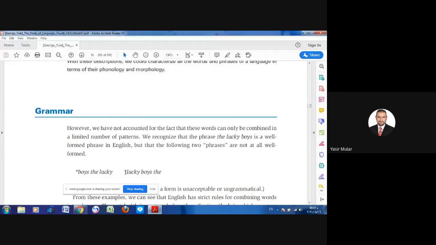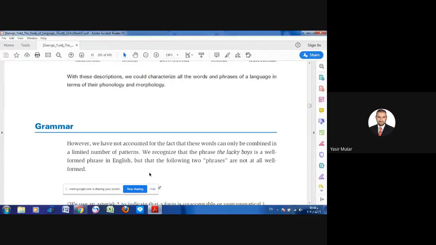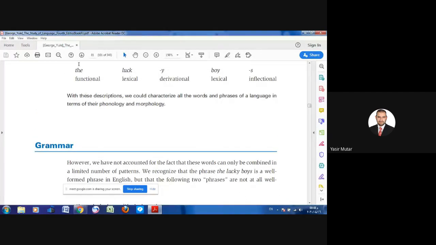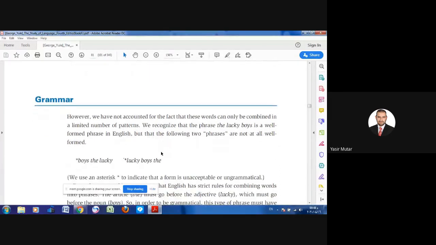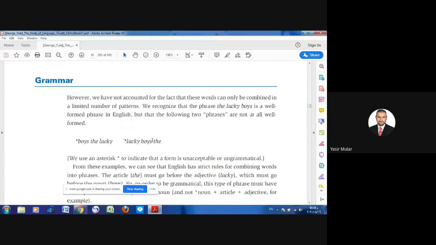Okay, so to tell the reader that this form of language is not acceptable. There's a problem with the grammar of these phrases or this sentence. Within a grammar, we'll study why the language accepts this sentence, the lucky boys, as acceptable or well-formed, and why the language does not accept boys the lucky or lucky boys. So what's grammar here?